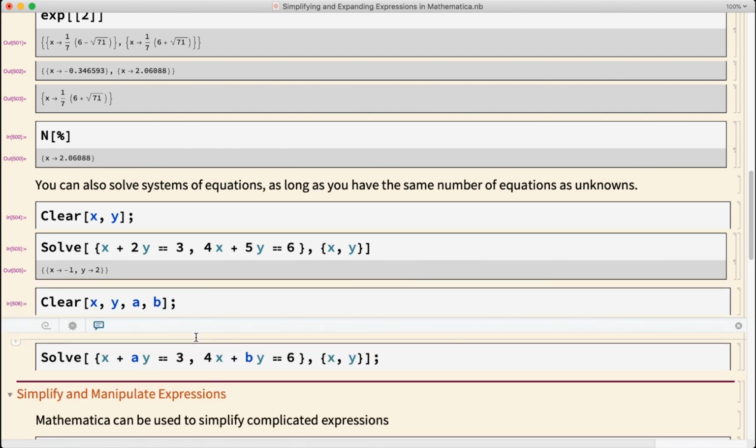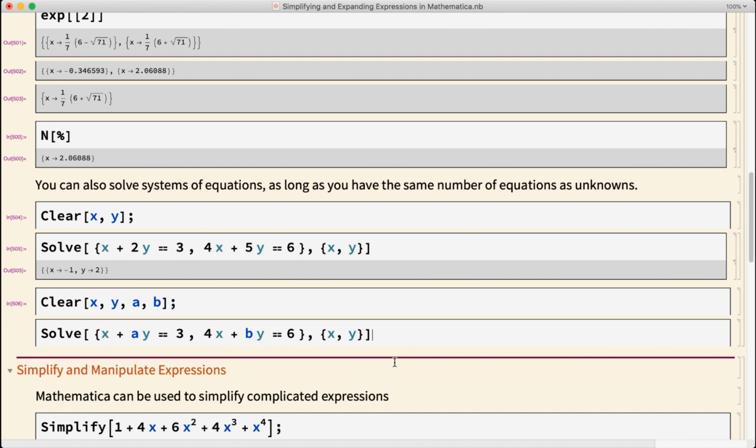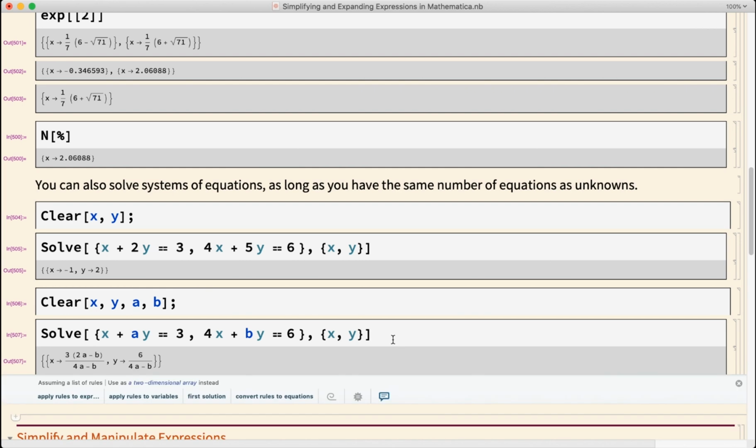Okay, let's clear variables again, and let's do an example where not everything is defined. So instead of having 2 and 5 in here, I've got A and B. That's a nice example of how you can use Mathematica to do algebra for you.